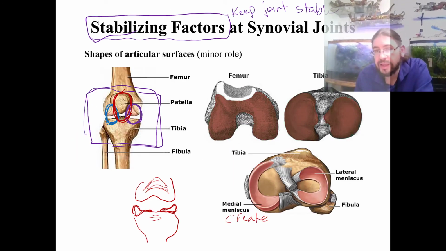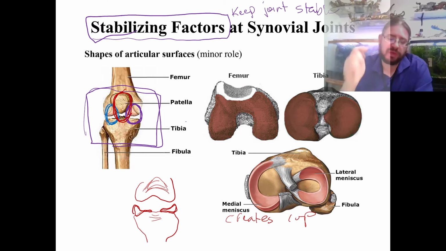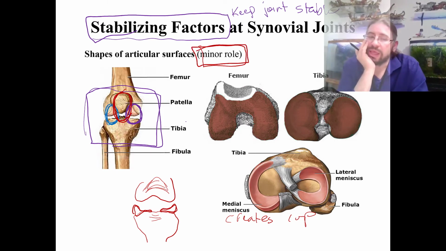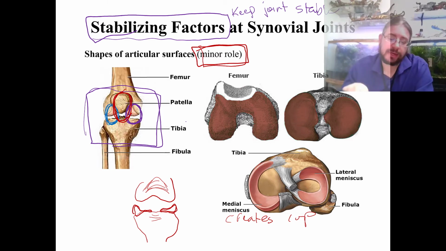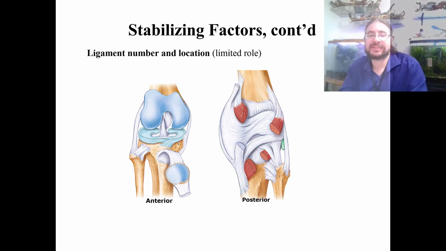So, creates a cup that helps keep that joint stable. Now, these things might seem very important, but they actually do play a relatively minor role in joint stability in an appendicular skeleton of a human. So, more stabilizing factors include the ligaments. The number of ligaments and the location of the ligaments can help stabilize the joint.